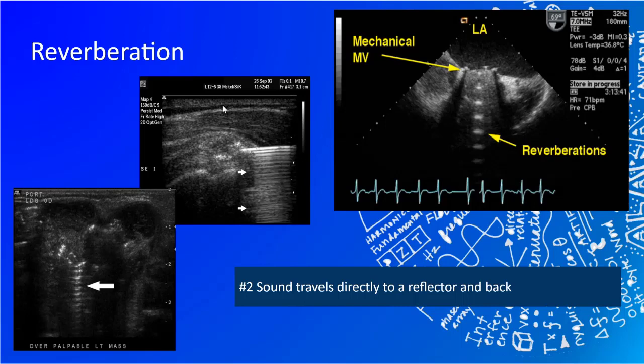So again, reverberation is going to be equally spaced echoes that appear deeper into the image with decreasing echogenicity. And this is breaking assumption number 2, that sound traveled directly to the reflector and back.